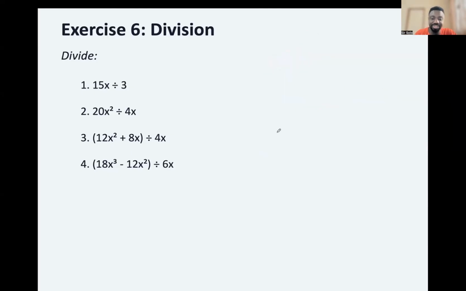Let me explain again. We have 12x squared plus 8x, all divided by 4x. You divide 12 by 4, which is 3, and 8 divided by 4, which is 2. So we have 3x squared plus 2x all over x, because 4x is the common divisor.